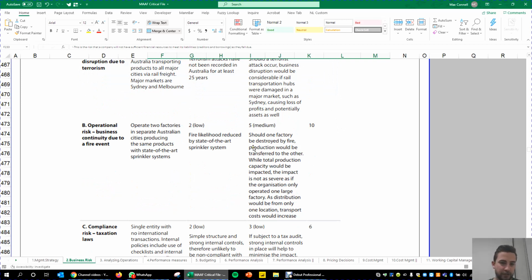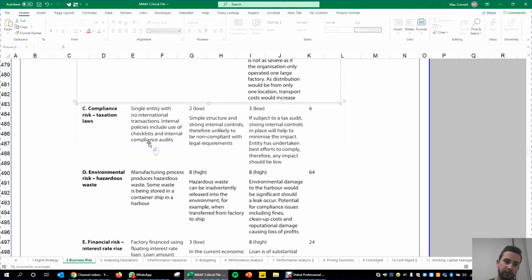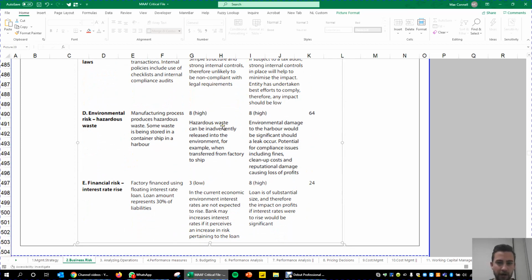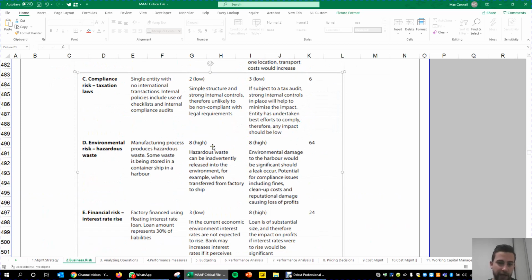So operational risk, business continuity during a fire event, so fairly low risk, so 2 here. And then impact, probably 5. I mean, it would be bad. You might lose your store, but it's not the end of the world. You don't have insurance and so forth. So that one would be 2 times 5 equals 10. Compliance risk, taxation law, so likelihood of being audited, etc. Is low. So 2, impact is probably 3 because we've got strong internal control. So that one would be a 6. Environmental health would be quite high. So high impact of it happening for this particular company. And then high likelihood and high impact. So we're allocating this one 8 and 8, that'll be 64.